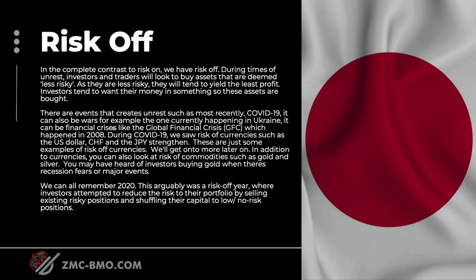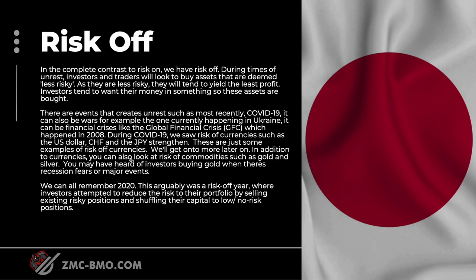There are events that create unrest, such as most recently COVID-19. It can also be wars, for example, the one happening in Ukraine, and it can also be financial crises like the global financial crisis, or GFC for short, which happened in 2008. During COVID-19, we saw risk-off currencies such as the dollar, the Swissy, and the Japanese yen strengthen. These are just some examples of risk-off currencies. We'll get into more later on.